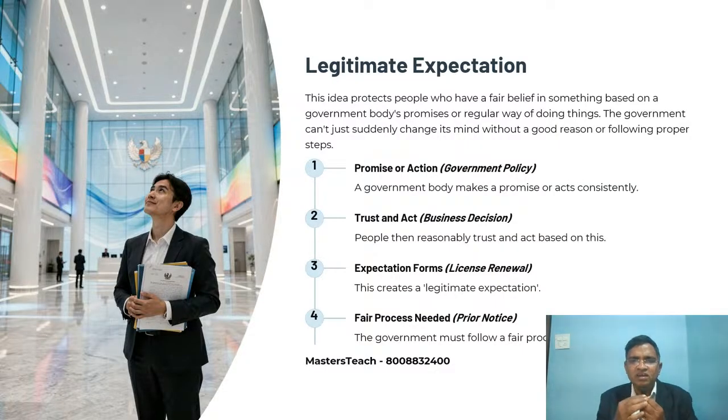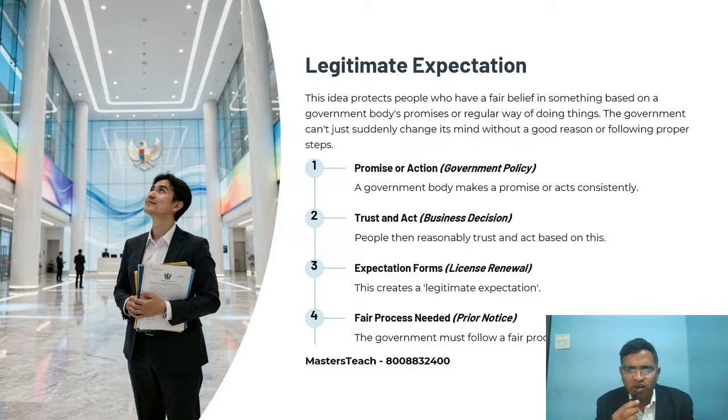Then legitimate expectation. This idea protects people who have a fair belief in something based on a government body's promises or regular way of doing things. The government can't suddenly change its mind without a reason, without following the proper steps. Say the government is doing something good and suddenly it changes things. What happens at that time?